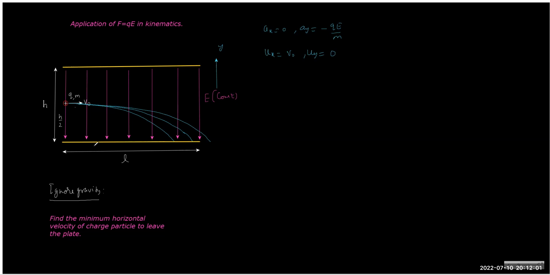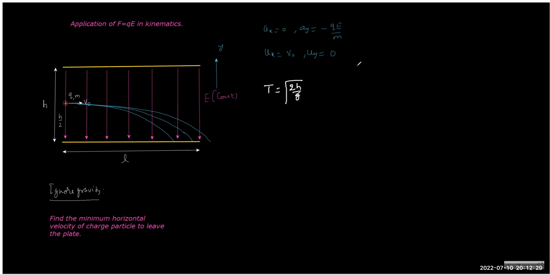This is a very, very common question you will see in every book ever written on electrostatics. Time will be, yes, tell me: root of 2mh upon qE. Correct, that's the right answer. So for the time of flight, we know the formula from normal kinematics: root of 2h by g.